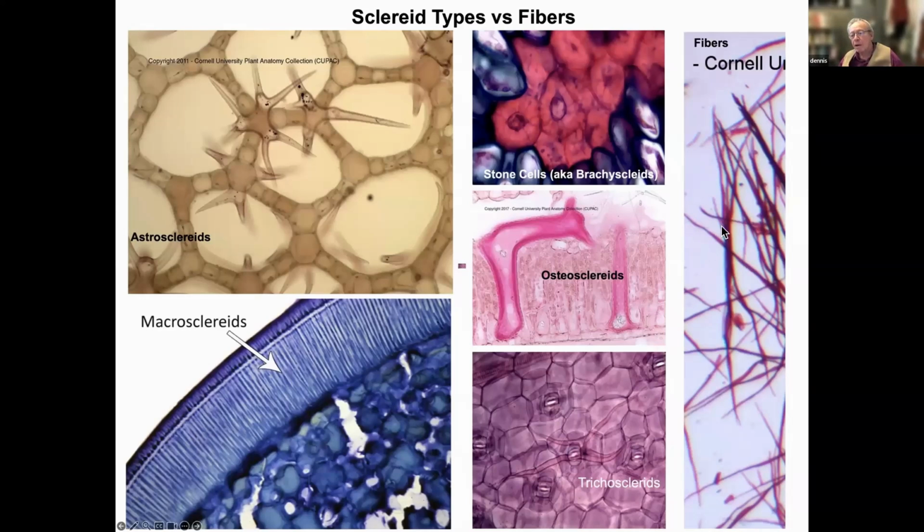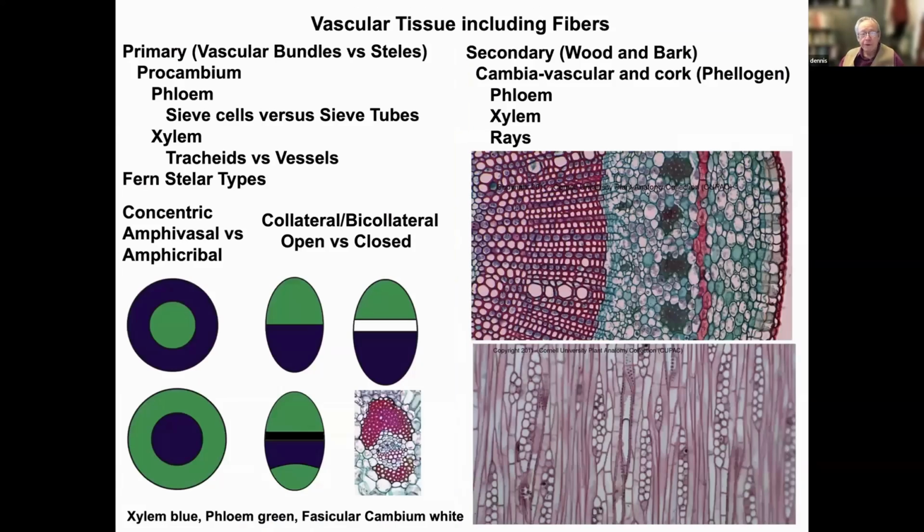The things that aren't usually included are fibers, but fibers are the same. They're very elongated sclereids, and they're structurally significant, and they actually occur in all organs and tissue types. We have the vascular tissue as a tissue, and in this case, I often include fibers in some parenchyma.